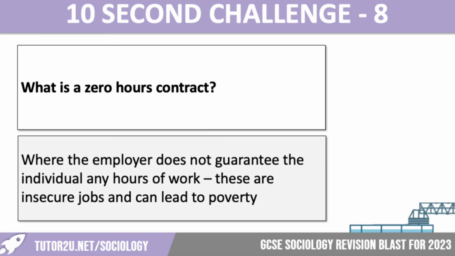Okay, let's have a look. So it's where the employer does not guarantee the individual any hours of work. These are insecure jobs and they can lead to poverty. So, for example, Deliveroo drivers, lots of Amazon delivery drivers. There's a massive increase in 0 hours contracts, and often people have no choice but to accept them because they are desperate for work.